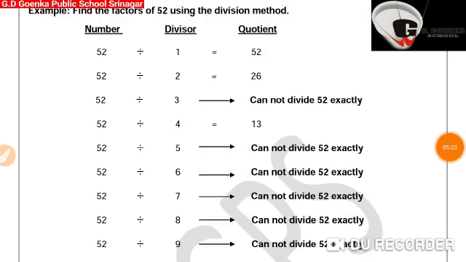So this is how we find factors of a given number using the division method. Practice some of the questions yourself.